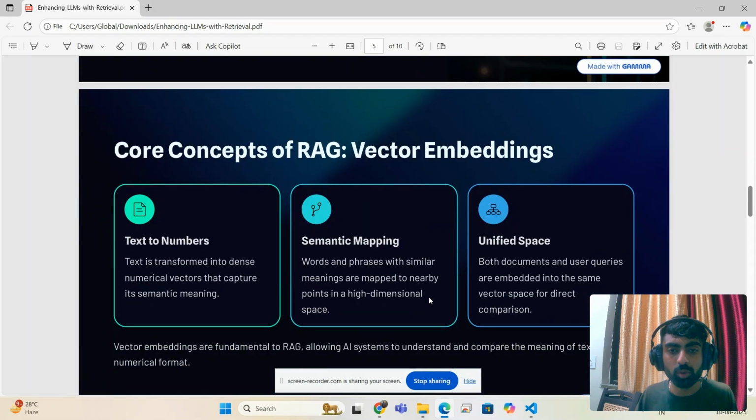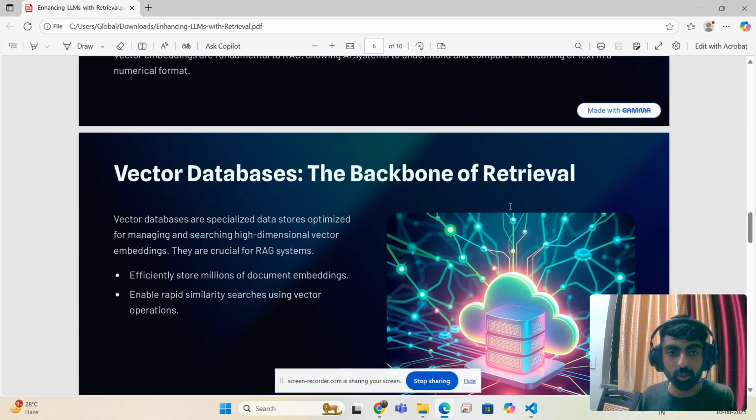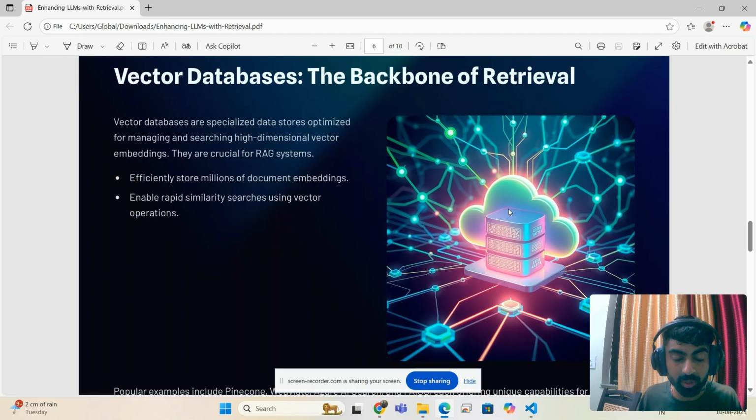Now, this was the basic overview of RAG. Now, we will understand the architecture and engineering of RAG. There are some core concepts of RAG. First is vector embeddings. So, what actually happens? We have personal data in a document. We convert each word of that document into vectors such that similar words are close to each other in vector form and dissimilar words are not close to each other. Like king and queen will be very close to each other and king and technology will not be close to each other. This is the meaning of semantic mapping and unified space. Okay, these converted vectors of words are stored in a vector database. This is the backbone of retrieval.